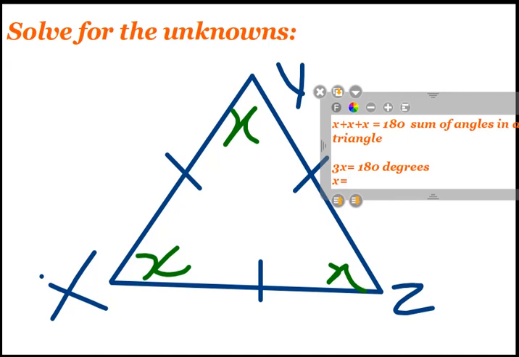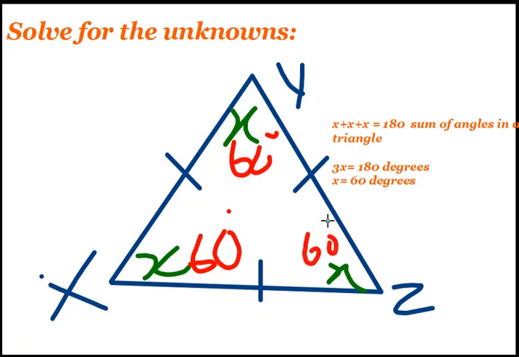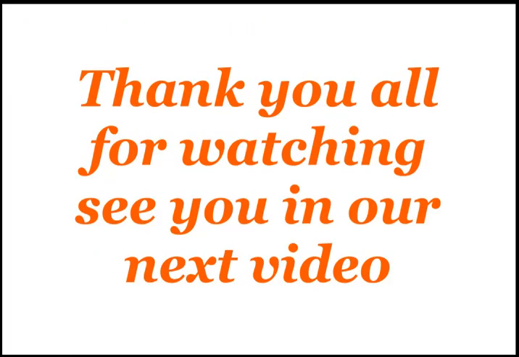And if we make x the subject of the formula, we have 180, and if this 3 goes over to the other side, it's 180 divided by 3, which is 60 degrees. Meaning all the angles in this triangle x, y, z are equal to 60 degrees. So let's substitute that, 60, 60, 60. If we add 60 plus 60, we get 120. 120 plus the other 60 degrees is equal to 180 degrees. So we are on the correct path.